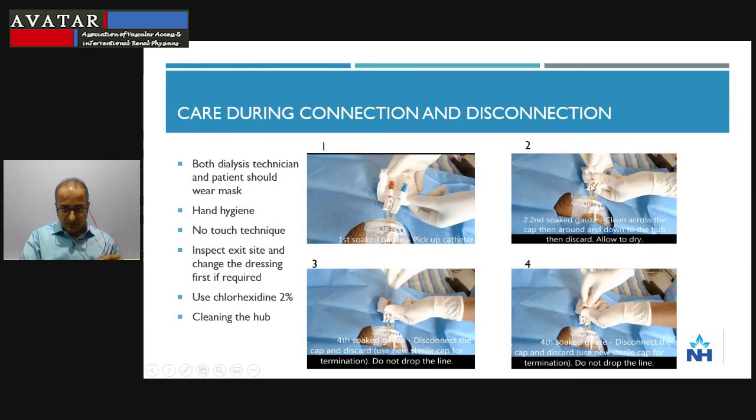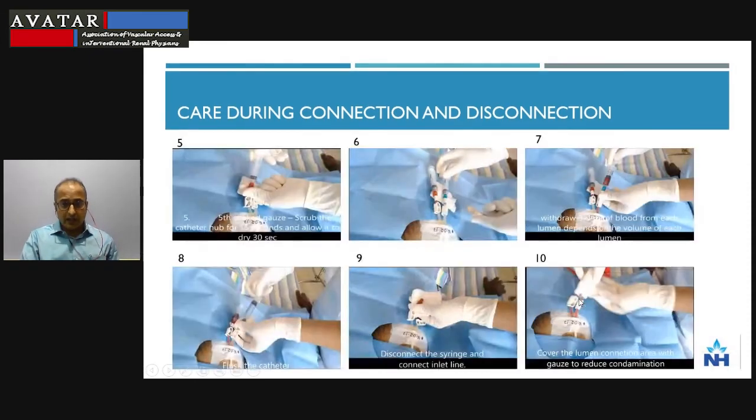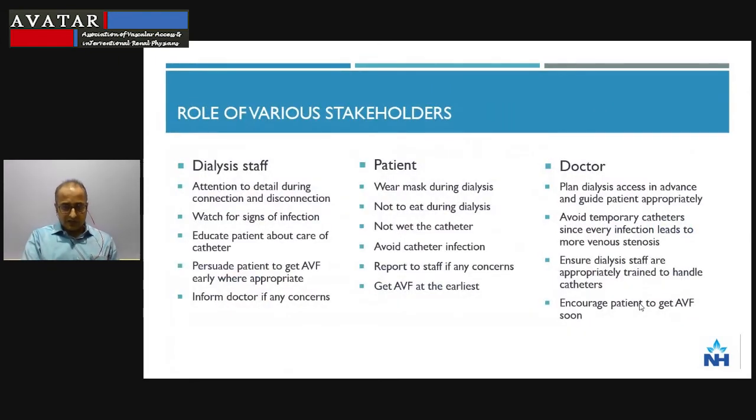You can see the person is cleaning the catheter thoroughly for 1 minute with chlorhexidine solution impregnated gauze. After cleaning the catheter, they are removing the cap. After removing the cap, the hub is cleaned for 1 more minute before connecting to the lines. After connecting to the lines, you can see they're covering it with a dry gauze. This is not impregnated with chlorhexidine. This is just a dry gauze. We've got a detailed video from Narayana, which you can access on YouTube as well, which is about 5 minutes and is very useful for dialysis technicians and doctors.